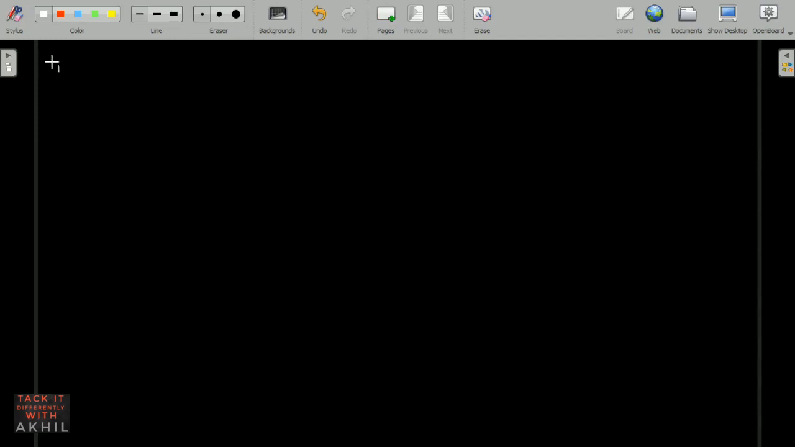Today we'll be looking at an integral. So let's get straight into business. I is equal to the integral of e raised to ax sine bx dx. So that's what we're going to do.